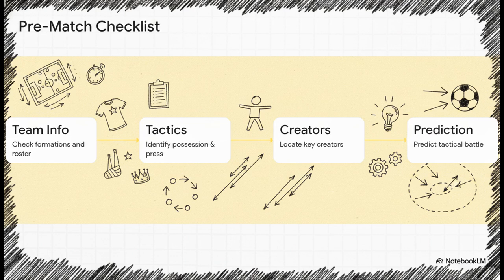Then, you want to look at the tactical clash. Which team naturally craves possession, and which one prefers to sit back and counterattack? Is somebody going to press super high up the pitch? Who are the key creators? Most importantly, try to predict where the biggest tactical battle is actually going to happen. You might say something like, okay, today's key battle is going to be right in the midfield, where the home side's double pivot faces an aggressive high press. You are basically setting a hypothesis for the entire game.